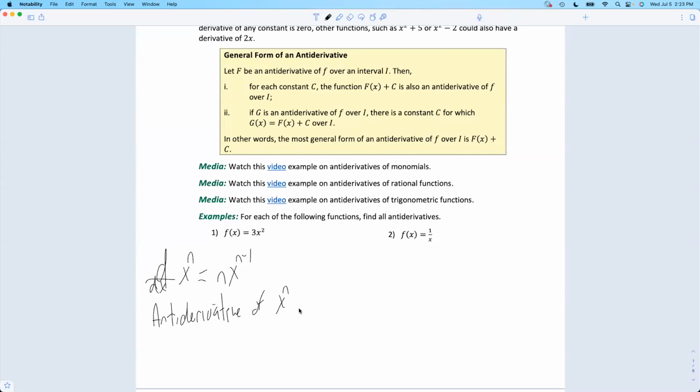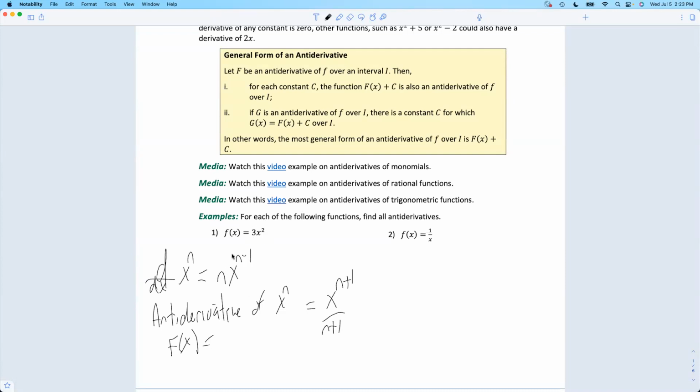To go backwards, instead of dropping down by 1, I'm going to go up by 1. And then instead of multiplying, I'm going to divide by the new exponent. So the antiderivative of x to the n is x to the n plus 1 over n plus 1. So this guy here we'll call capital F will be this guy's antiderivative.